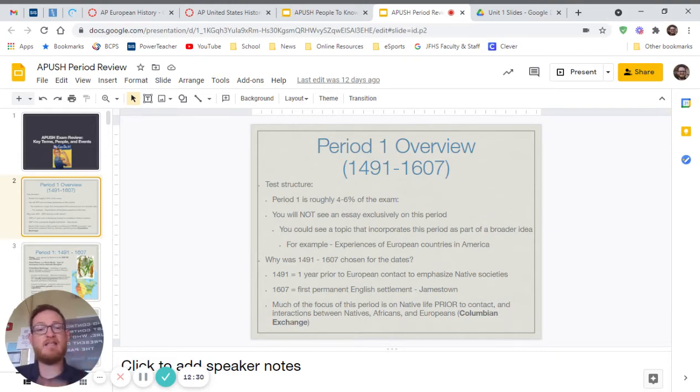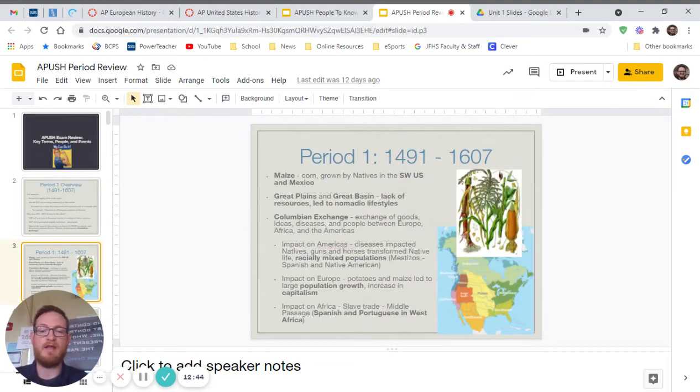So like I said, much of the focus of this period is on native life prior to contact, prior to the Europeans coming here, and then the interactions between the different groups that were here, including what would eventually be the Africans coming here as well with the European exchange.